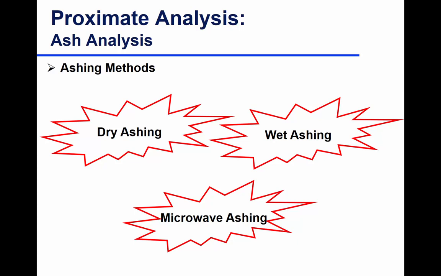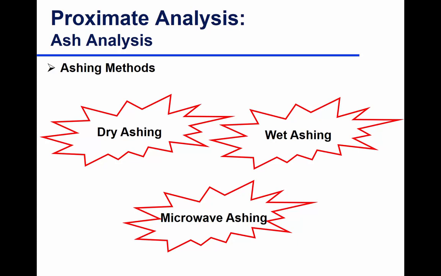So, ashing methods. We have different forms of ashing. Dry ashing is often done when you really want to quantitate, when you want to determine an amount. You can do dry ashing in a muffle furnace, or in a microwave, but microwave ashing is not yet a fully official method. They have compared it to dry ashing, but it's not yet the official method of analysis.